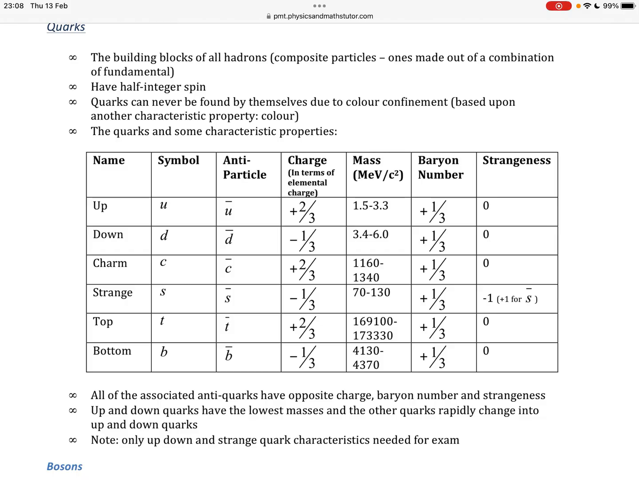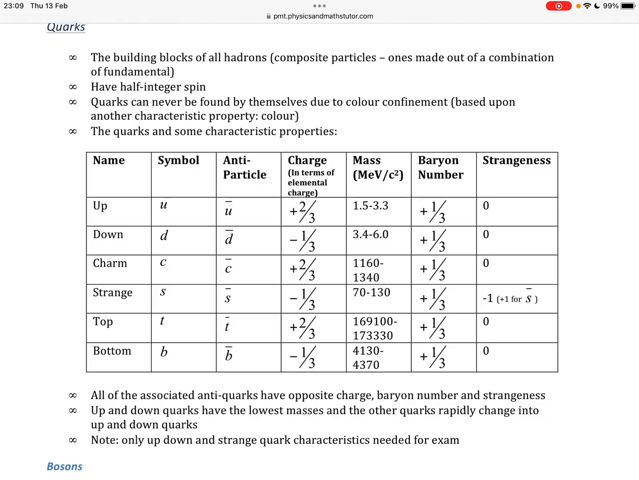Up, u, antiparticle u with a bar, charge positive 2 over 3, mass 1.5 to 3.3, baryon number 1 over 3, strangeness 0. Down, d, antiparticle d with a bar, charge negative 1 over 3, mass 3.4 to 6.0, baryon number 1 over 3 as well, strangeness 0. Charm, c, antiparticle c with a bar, charge 2 over 3 as well, mass 1160 to 1440, baryon number 1 over 3, strangeness 0. Strange, s, antiparticle s with a bar, charge negative 1 over 3, mass 70 to 130, baryon number 1 over 3, strangeness negative 1, or positive 1 for s bar.